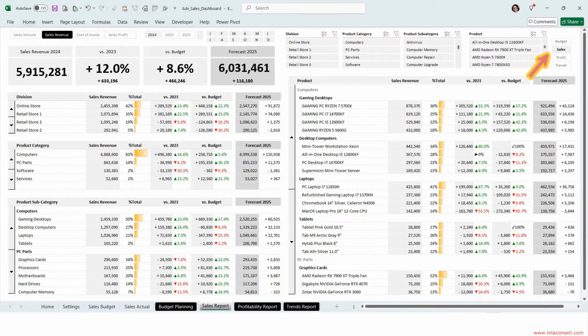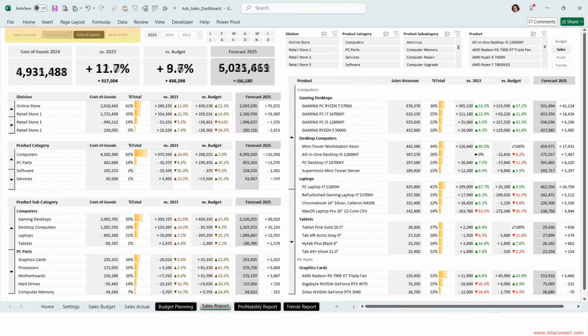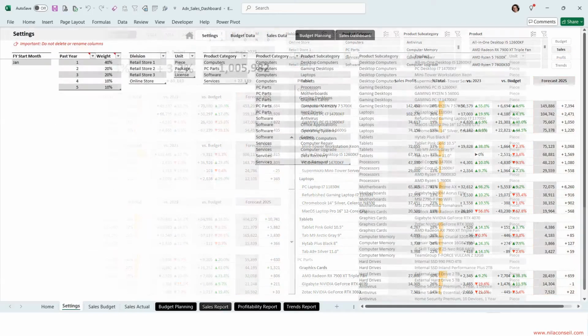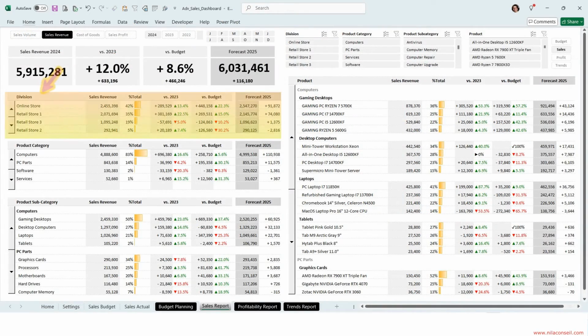Sales Analytics Report allows you to monitor sales KPIs: volume, revenue, cost of goods, and profit. Actual versus previous year variance analysis. Budget versus actual variance analysis. Forecast versus actual variance analysis, based on average weighted annual growth rate. Analysis is by division, product category, subcategory, and by product.